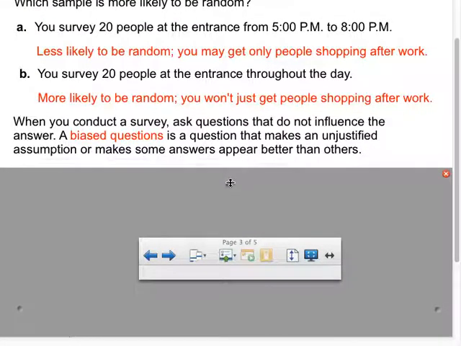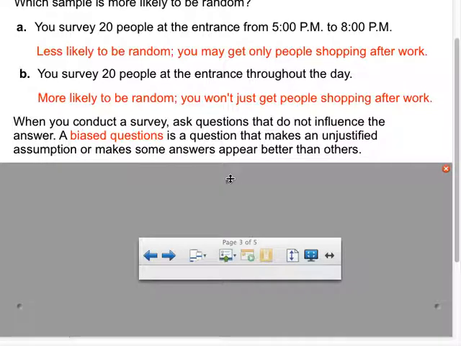All right, now let's talk about this, biased questions. Okay, when you conduct a survey, ask questions that do not influence the answer. A biased question is a question that makes an unjustified assumption or makes some answers appear better than others. So I'm going to give you something to look out for when you're trying to determine if something's biased.